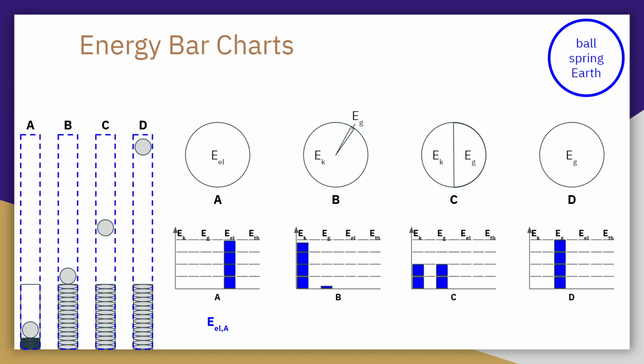The only way I have energy stored at location A is as elastic energy. So I have E for energy, subscript EL as elastic, and I'm also putting comma A to say it's the elastic energy at location A. That is equal to how energy is stored at location B. We have our kinetic energy at B plus our gravitational potential energy at B. That is equal to our kinetic energy at C plus our gravitational potential energy at C. And all of that is going to be equal to our gravitational potential energy at D.